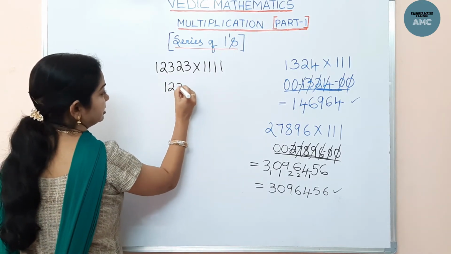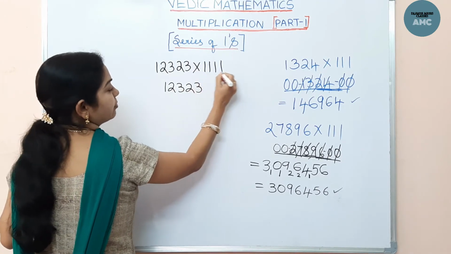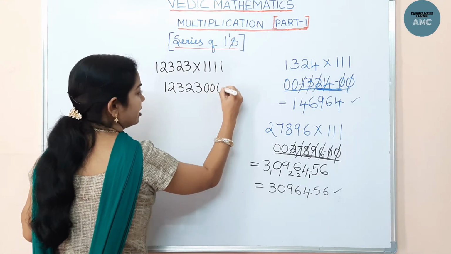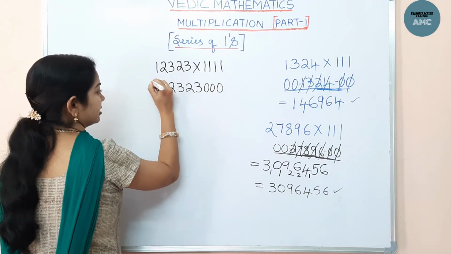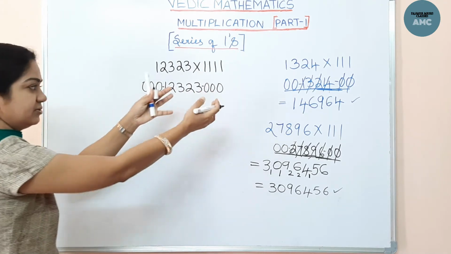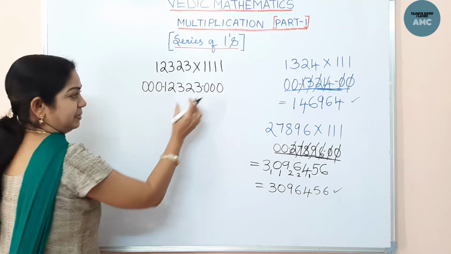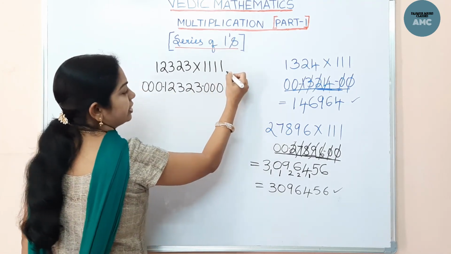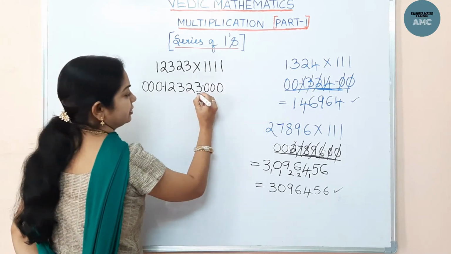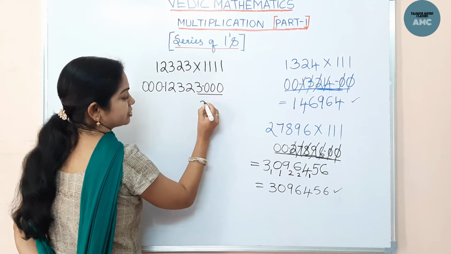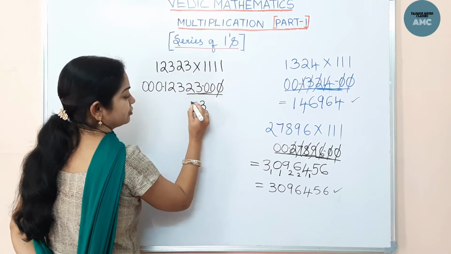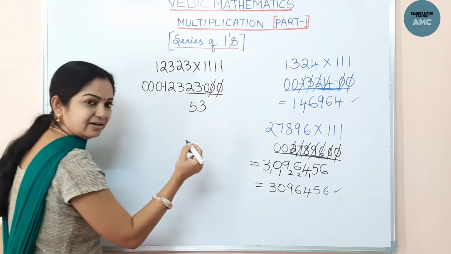1 2 3 2 3. Okay, now how many ones are there? 4. So I have to write 3 zeros. So 1 reduced, 3 zeros this side and 3 zeros this side. Just placing them. Now since it is a series of 4 ones, I have to add 4 digits at a time. See here, adding 4, it comes to 3. Leave the rightmost. Again add 4 here, so it comes to 5.